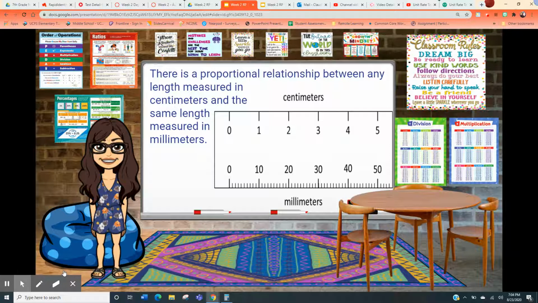There is a proportional relationship between any length measured in centimeters and the same length measured in millimeters. Notice that for every 1 centimeter, it is 10 millimeters. For every 2 centimeters, it's 20 millimeters. So you could say that if you multiply 1 times 10, it gives you 10 millimeters. If you multiply 2 centimeters times 10, it gives you 20 millimeters, making a proportional relationship because I can do the same thing for each number in my centimeter section.